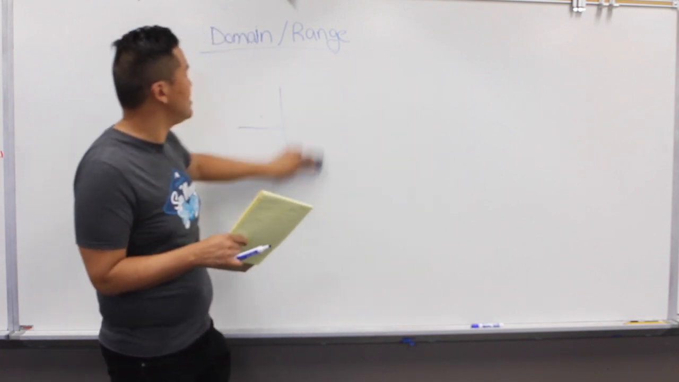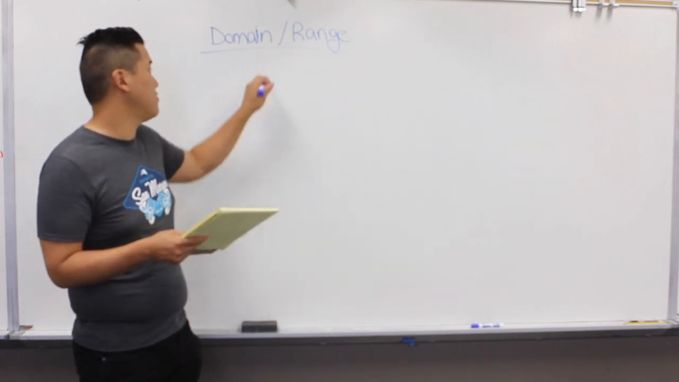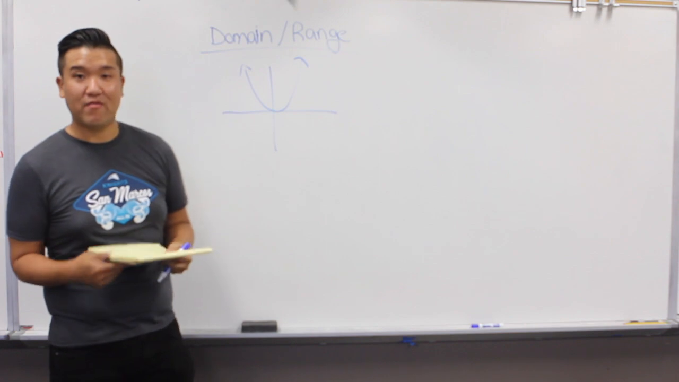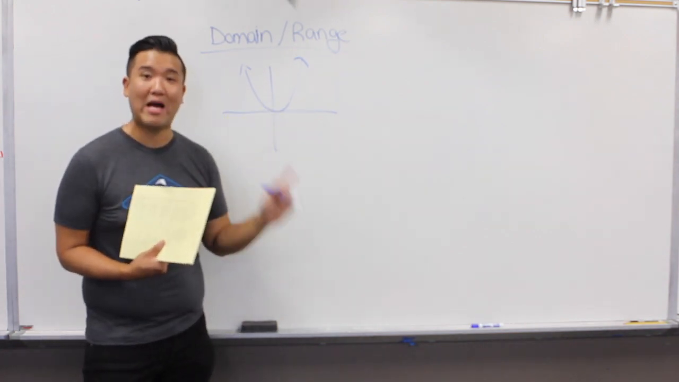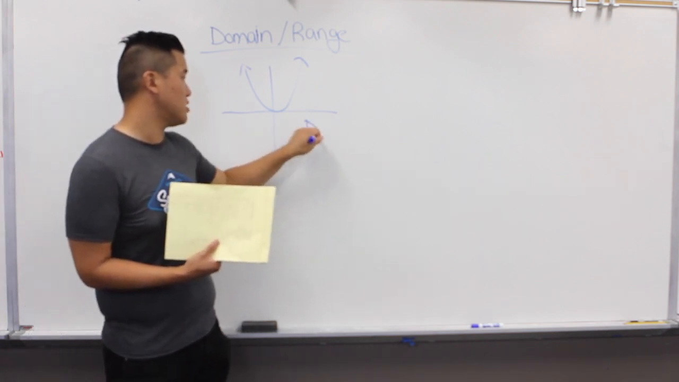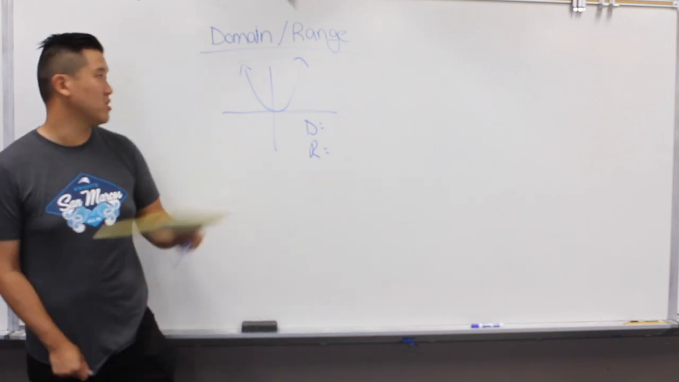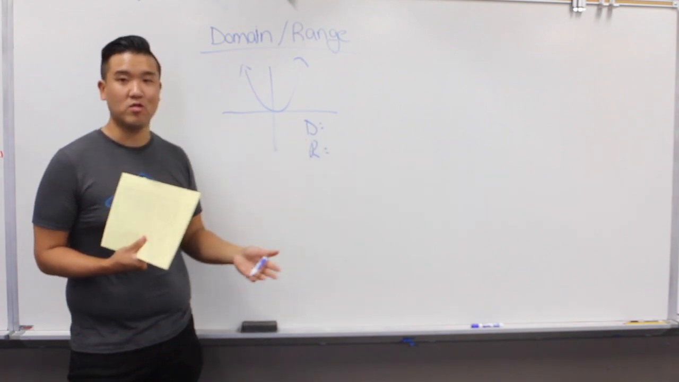What happens if I try to find the domain and range of a graph? So let's talk about this graph. What kind of function is this? Anyone remember? Quadratic. All right, it's a parabola. So let's talk about domain and range. You want to know your domain and range just by looking at the graph. Every function is going to have a different domain and range. So let's talk about quadratics.